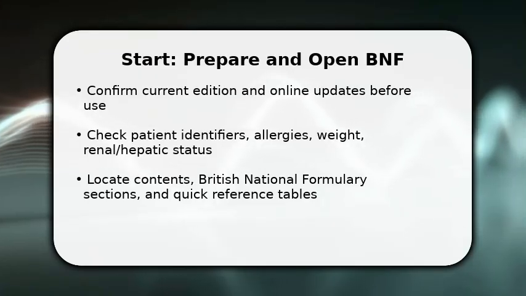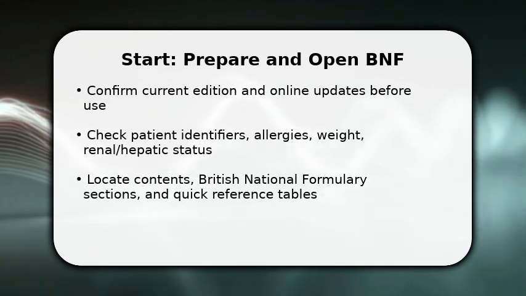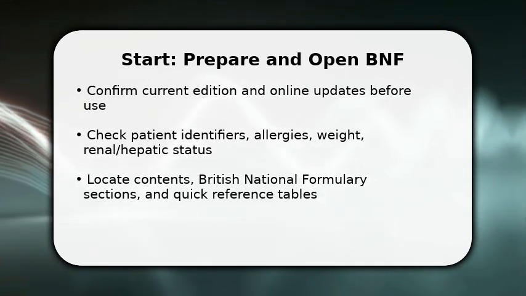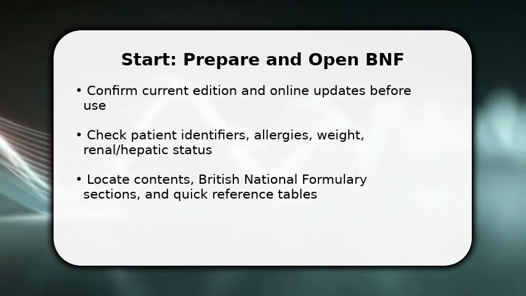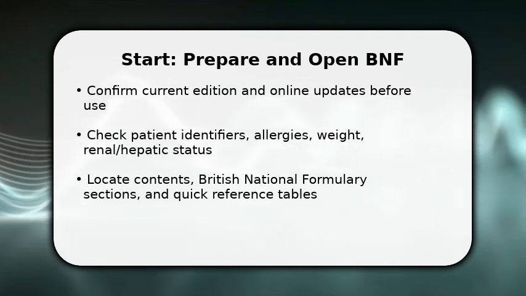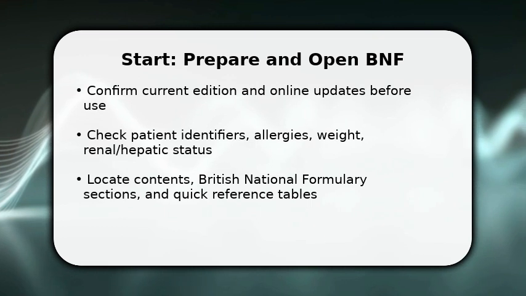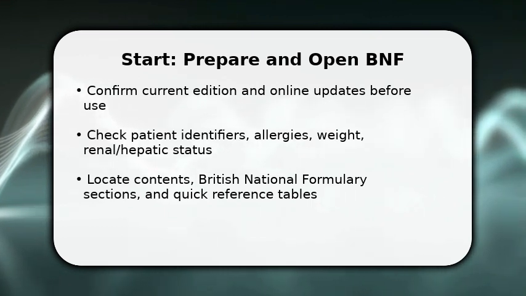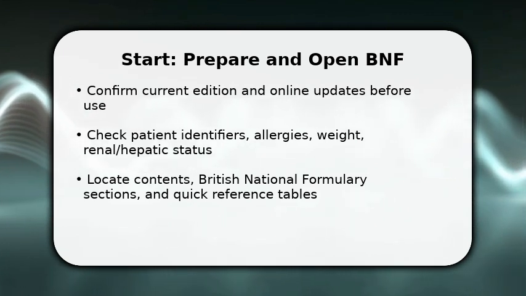You begin by confirming the addition and that you have recent updates. This matters for safety. Once done, verify the patient's identifiers, allergies, weight, renal and hepatic status. Those data drive choices. Make sure to open the BNF to the contents and find the relevant section quickly using the index or quick reference tables. You will now be positioned to identify licensed indications, standard dosing, and cautions.